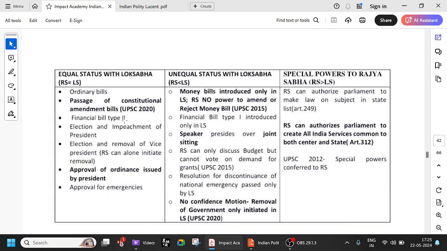See, money bill and financial bill 1, where it involves taxation matters, can be introduced only in the Lok Sabha. But if it is a financial bill type 2, it can be introduced both in Lok Sabha and Rajya Sabha. Financial bill type 2 means it contains financial issues and expenditure on the Consolidated Fund of India, but does not deal with those issues that have been defined in Article 110. Okay, Article 110 deals with money bills. So mostly regarding taxation and all these things.